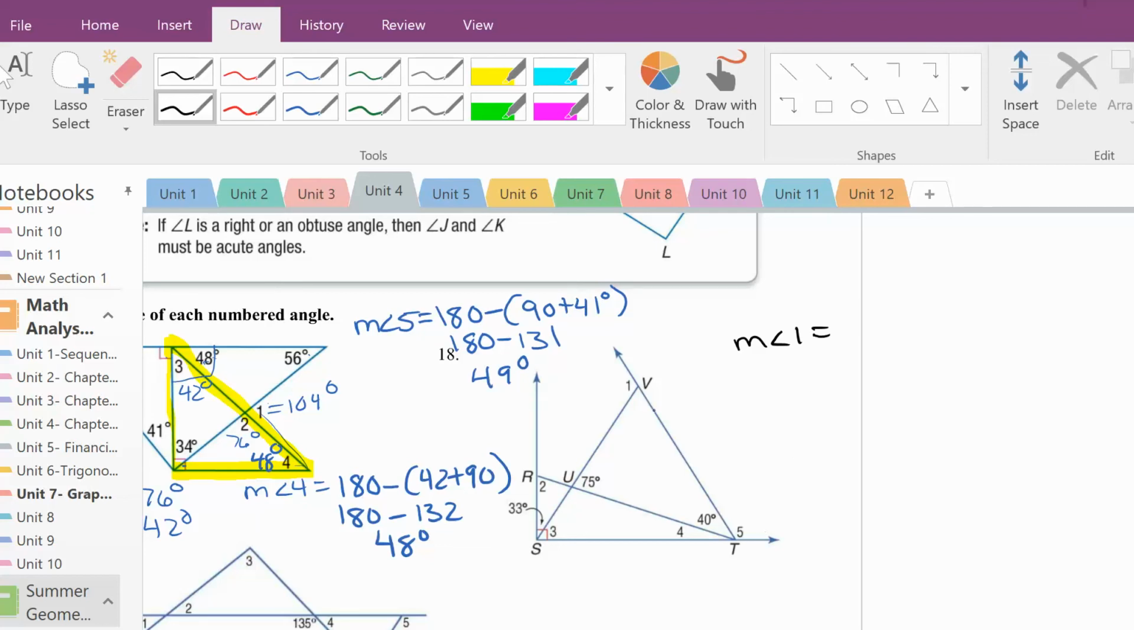All right, so the next one, the measure of angle 1, you have the two remote interiors, so it's 75 plus 40, which is equal to 115.